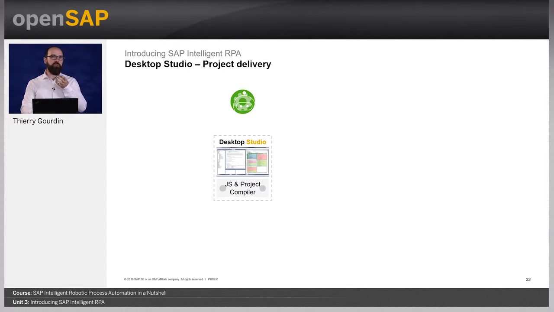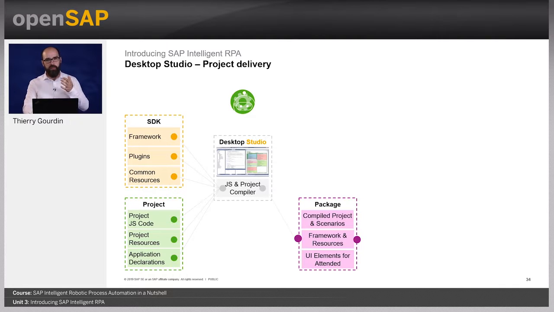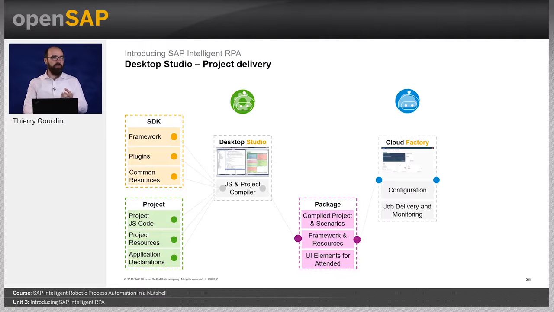It starts with the studio, where automation is designed. The developer creates a project including JavaScript files, resources, and application declarations. He develops on top of an SDK, which includes the framework, plugins, and common resources. The files are merged into a package. The package contains all resources needed, such as the compiled project, the framework, and so on. The developer imports his package within the factory and creates configurations that take care of job delivery and scheduling.